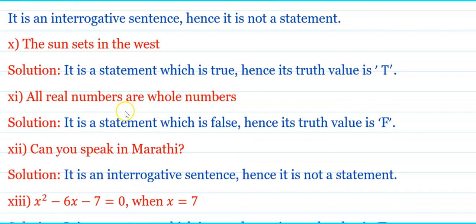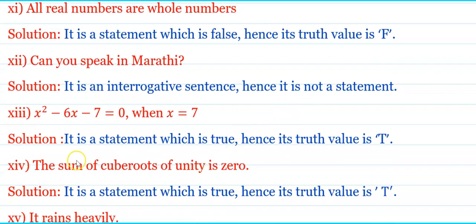Next, all real numbers are whole numbers. It is a statement which is false. All real numbers are not whole numbers. What is a whole number? 0, 1, 2, 3 up to infinity. Okay. And hence its truth value is capital F. Can you speak in Marathi? Okay. It is an interrogative sentence. Hence it is not a statement. Therefore it cannot be a statement, it is a question sentence. Okay. Hence it is not a statement.